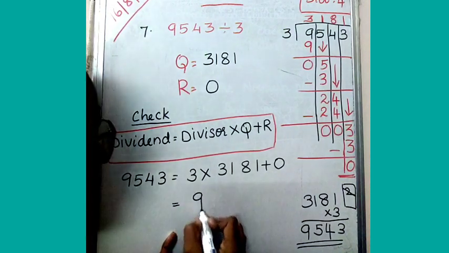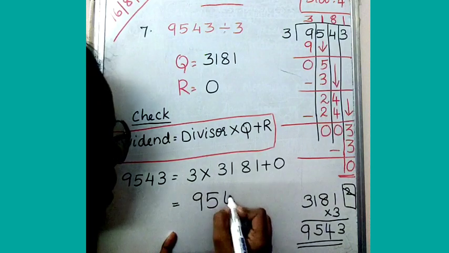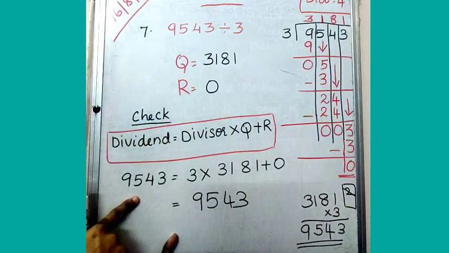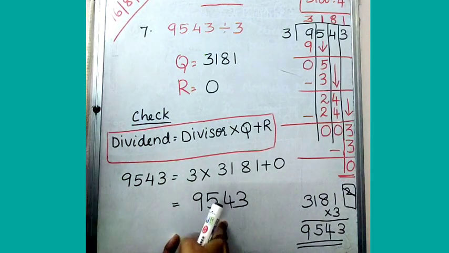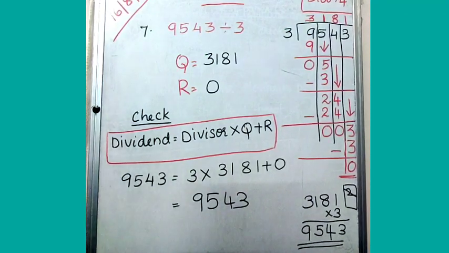Look at the answer, 9543 equal to 9543. Look at the dividend. This answer is correct. So our division is correct. Write this in your notebook.